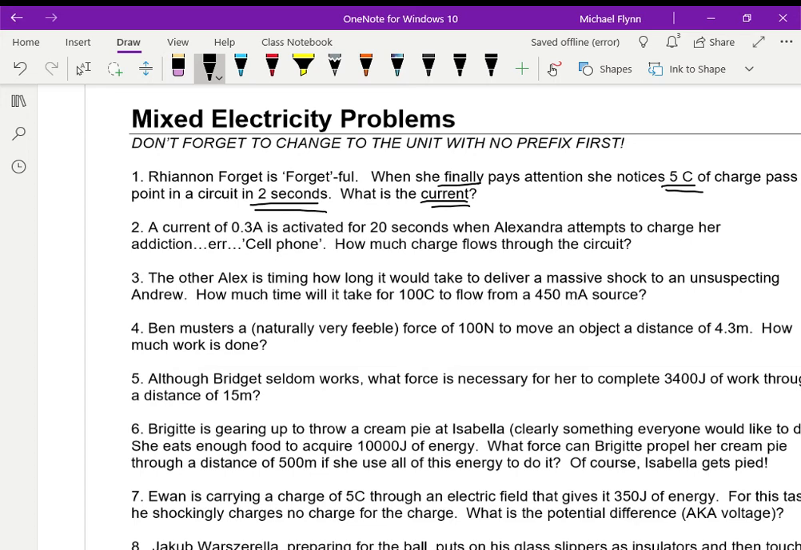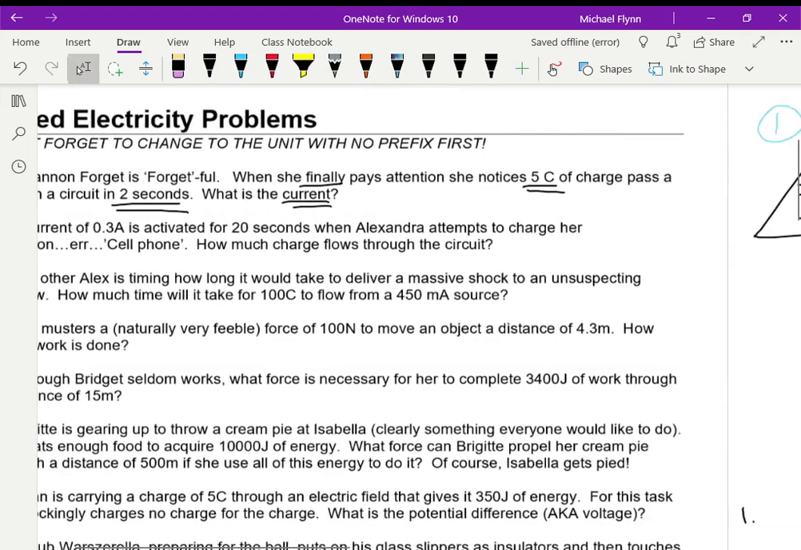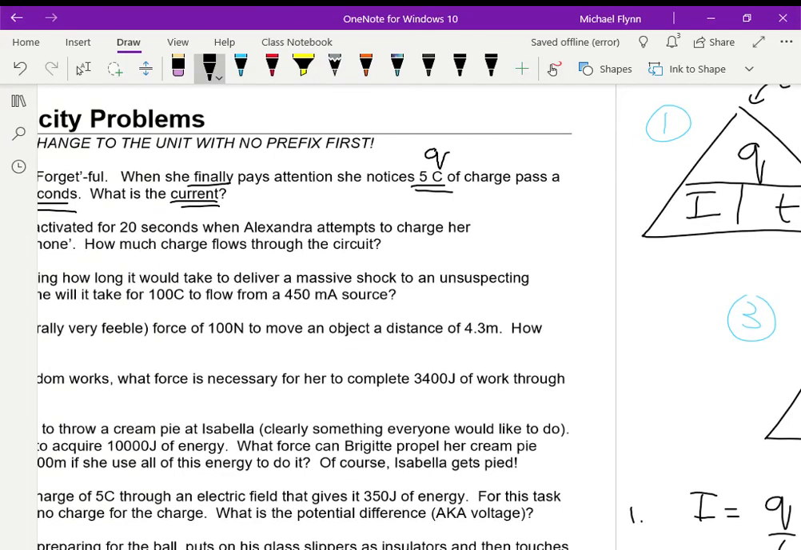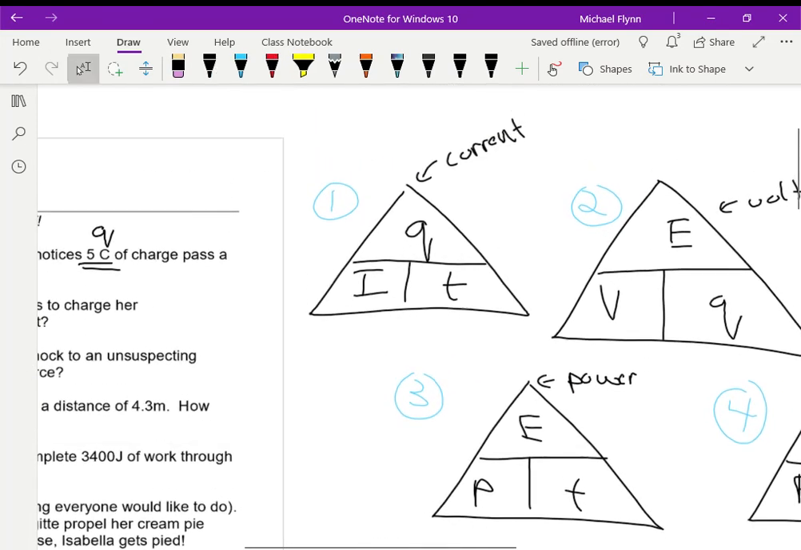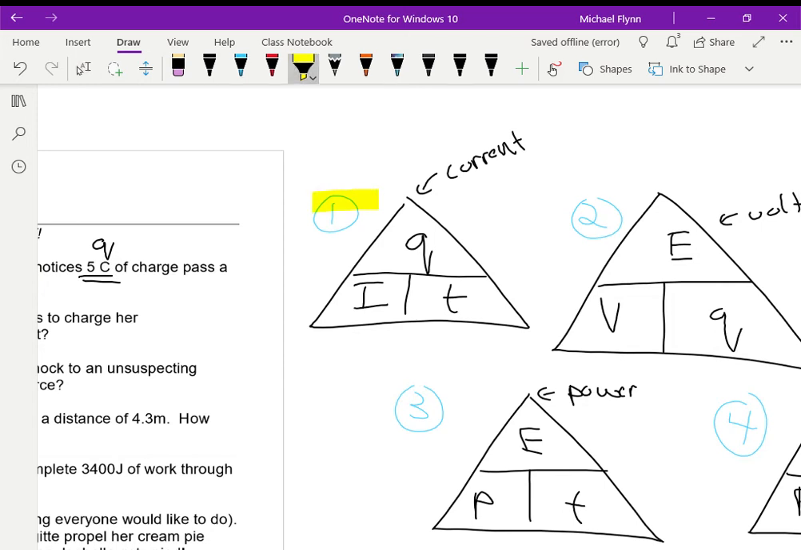Now you'll notice that all the questions in this whole sheet give you 2 pieces of information, and they ask you for a third one. So they told me 5 coulombs. Well, that's charge. That's Q. We use Q for charge, right? They also gave me 2 seconds. Well, that's time. We use a small t for time. And they're asking me for current. Well, current is I. So Q for charge, t for time, and I for current. So what triangle am I going to use? Well, the one with I, Q, and t in it, that's triangle number 1. So to do this question, we're going to use triangle number 1.